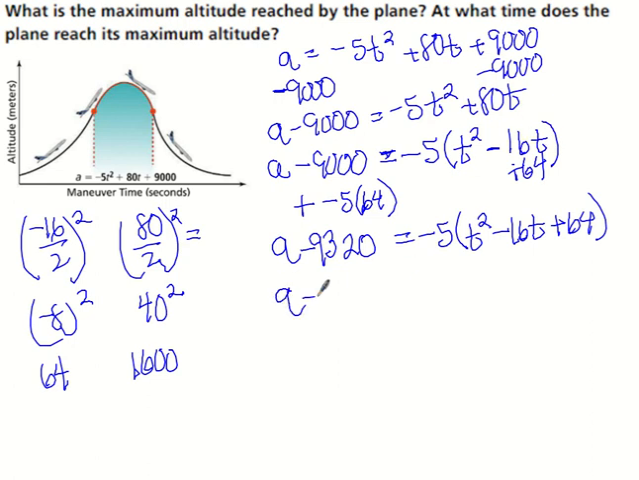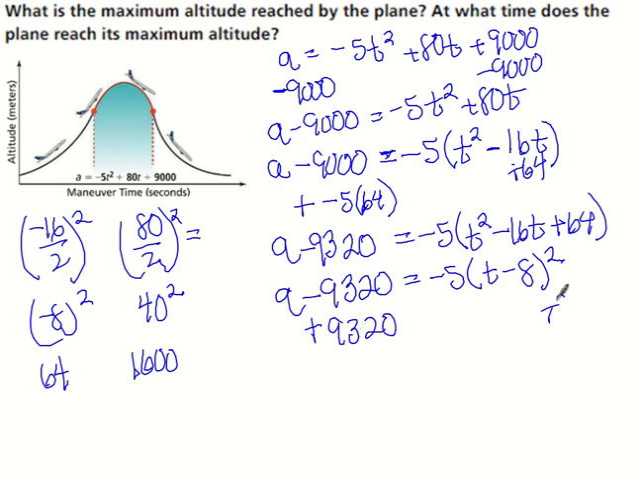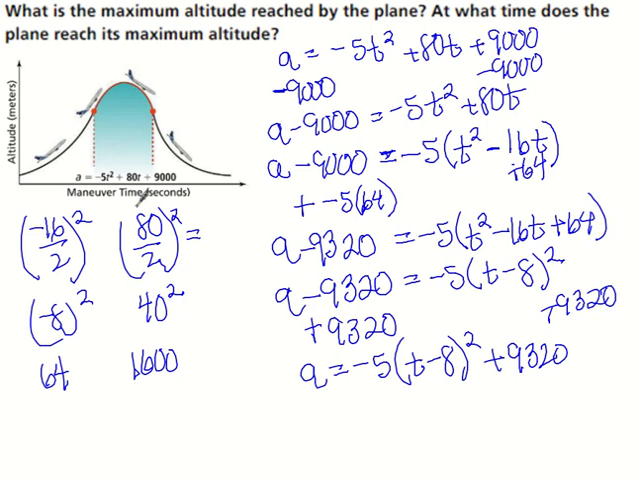So we get A minus 9,320 equals negative 5 times t minus 8 squared, because it's negative in the middle. And then what we do is we add back this, just like we did on the last one, to get it back in vertex form. And we get A equals negative 5 times t minus 8 squared plus 9,320. So this would have messed this vertex up, right?